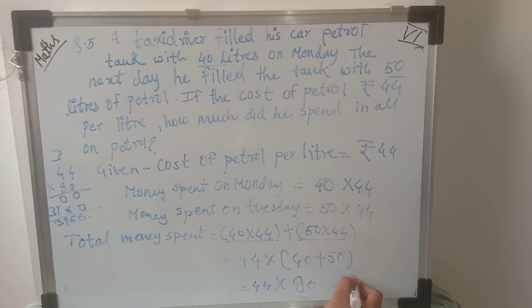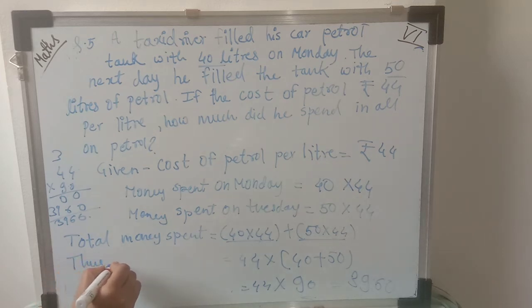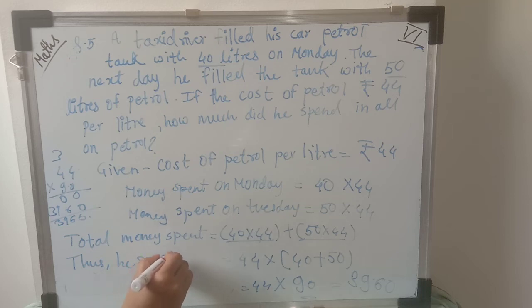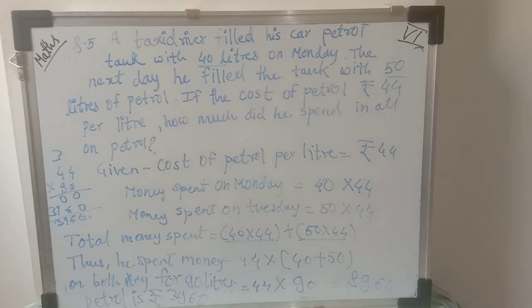So here 3960 was the total cost. So what will be our statement? Thus he spent money on both the days for 90 liters of petrol is rupees 3960. Okay, I hope you have understood, because my blackboard is very small.